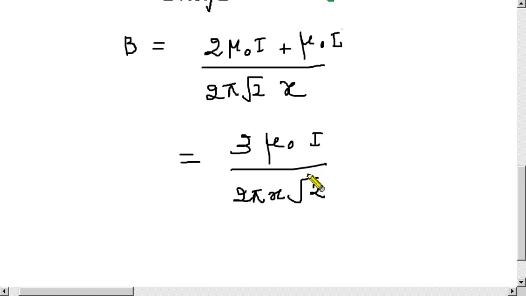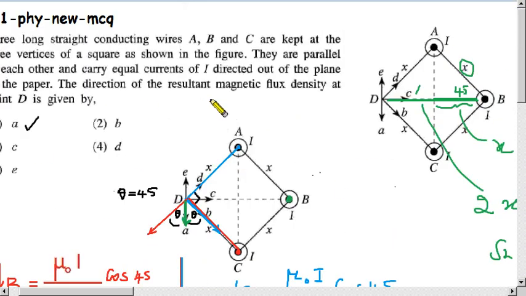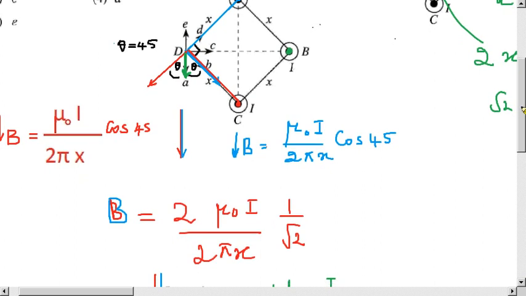Furthermore we can't simplify. So this is the final magnitude of the resultant magnetic field density or flux density, both words are used. So this is the final value.